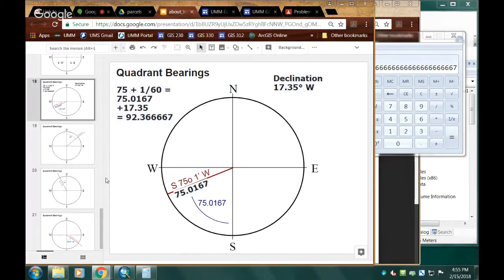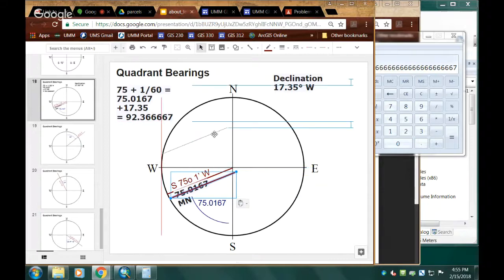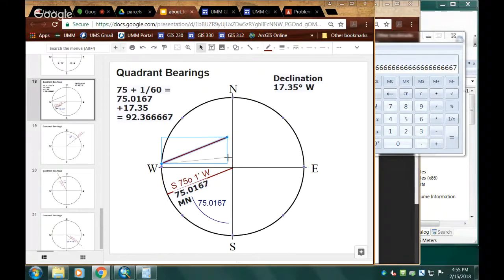Where is true north? So this is MN for magnetic north. Where's true north on my, yes, we're going northwest now, not southwest. So we've gone past the 90-degree mark, right? So now we're here, right?